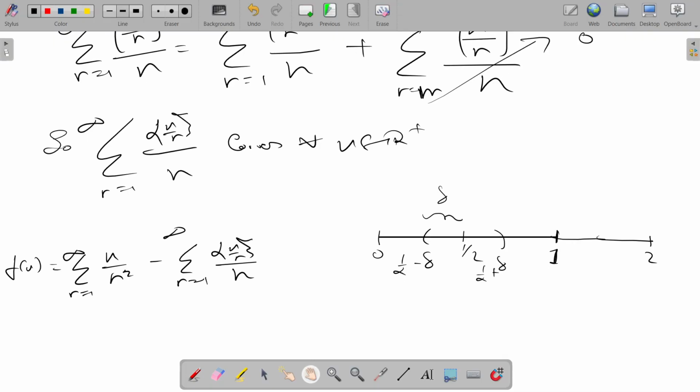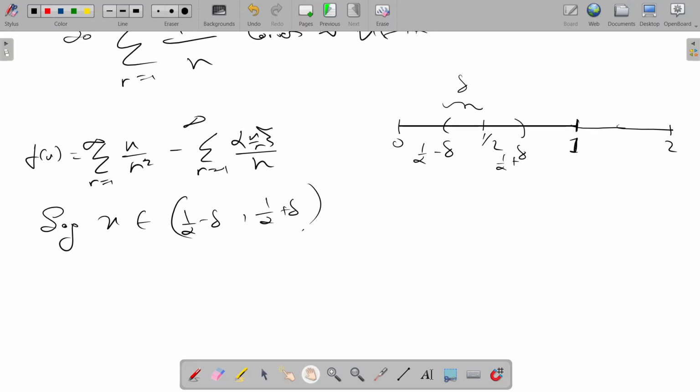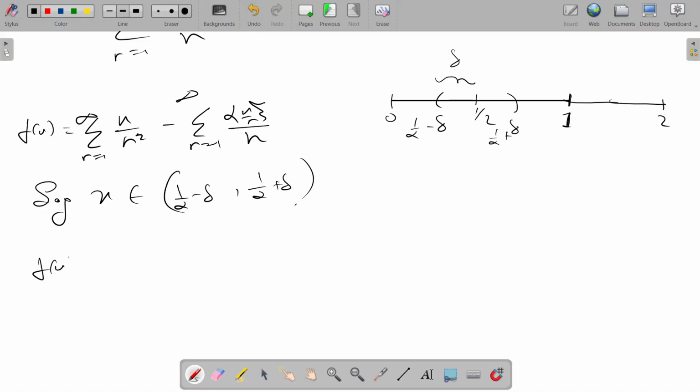Okay, let us check. So say we take x belongs to half minus delta and half plus delta. As usual, the first summation will be x pi square by 6. Now what about this summation? If we look at this carefully, since x lies somewhere around here, it's less than 1.